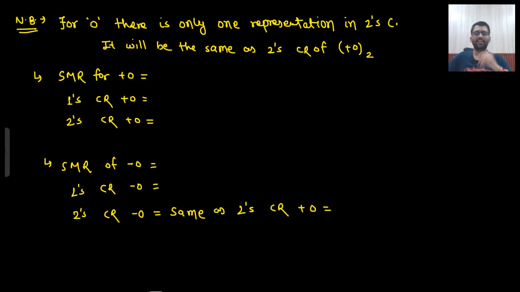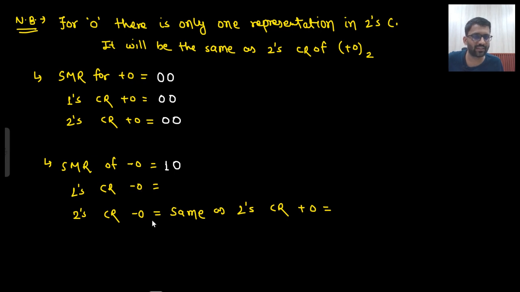Now let's see a very interesting thing. There is a note which you have to remember. For 0 there is only one representation in 2's complement. It will be the same as the 2's complement of plus 0. That means, what is the sign magnitude representation of plus 0? Plus sign, then 0 will come. And how will you represent 0 in binary? 0 only. Same will be 2's complement and 1's complement, because this is a positive number. For a negative number, the sign 1 will come and 0 will be denoted as 0.